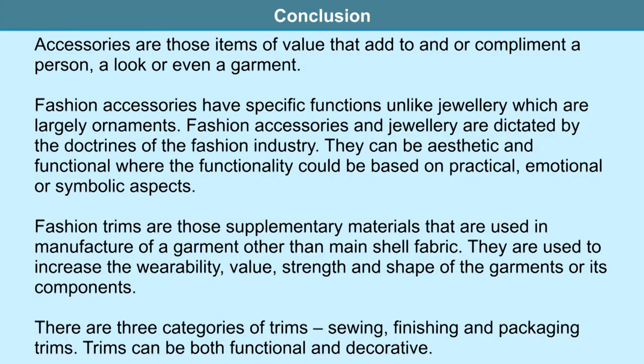Conclusion. As we come to the end of this first module of Unit 1, let us summarize the points that were discussed. Accessories are those items of value that add to and or complement a person, a look, or even a garment. Fashion accessories have specific functions, unlike jewelry, which are largely ornaments. Fashion accessories and jewelry are dictated by the doctrines of the fashion industry. They can be aesthetic and functional, where the functionality could be based on practical, that is physical aspects, emotional or symbolic aspects.